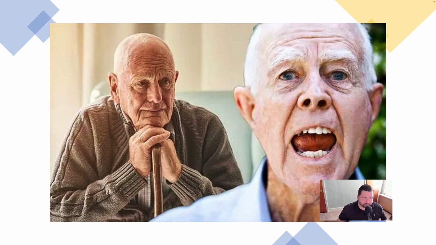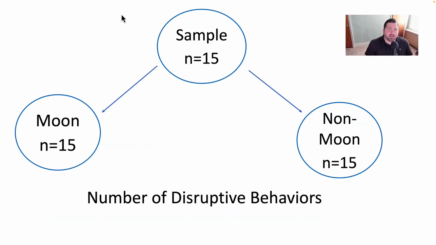So in this data set, we're going to explore a population of people that live with Alzheimer's disease or some other type of related dementia. Effectively, a group of researchers were interested in knowing if the number of disruptive behaviors was statistically different among this population when there was a full moon compared to when there was not a full moon. They had 15 participants, and on moon days, they quantified the number of disruptive behaviors had on those days.